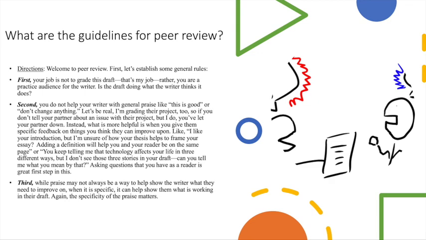So if you are providing a strength for that paper, which I encourage you to do, in fact, you'll be looking for those strengths, I want you to be able to target exactly where you're talking about and why you are saying that. So for example, if you say, I like your introduction, but I'm unsure of how your thesis helps to frame your essay, that is very specific. So the writer then can go to that thesis, or in this case, our central point, and be able to think about how it is or isn't working in that space.